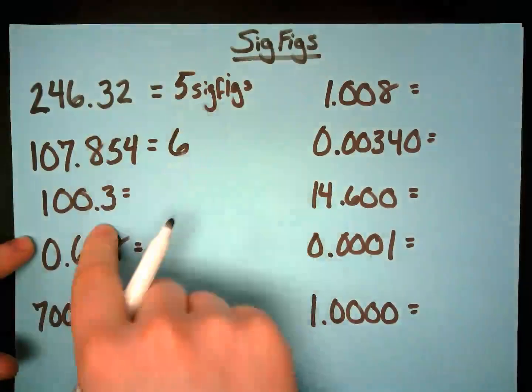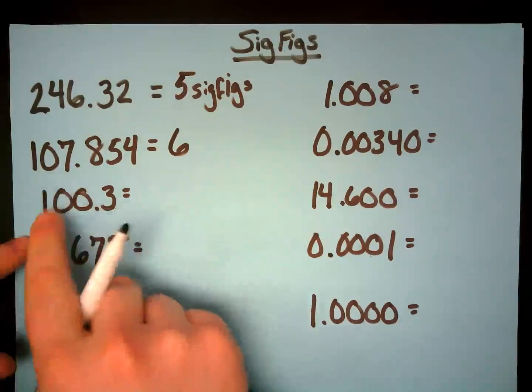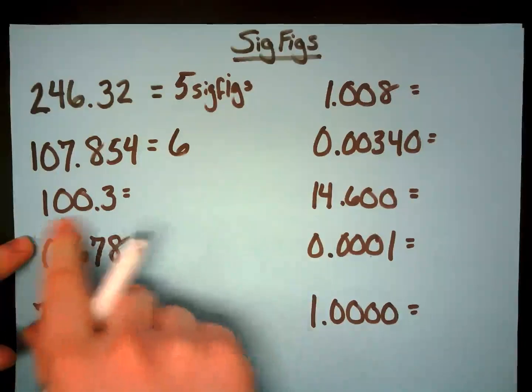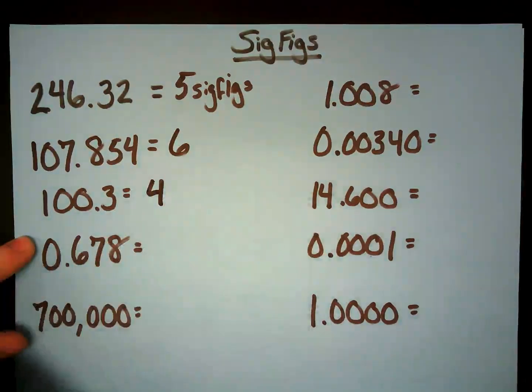Right there, again, these 3 are pretty much all set up the same. Decimal, start from the left, count. 1, 2, 3, 4. So we've got 4 sig figs here.